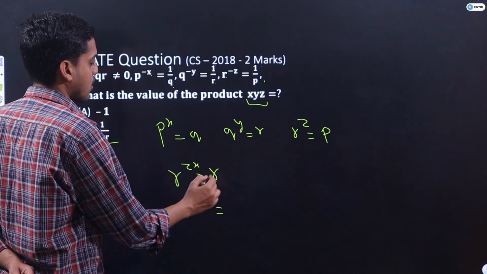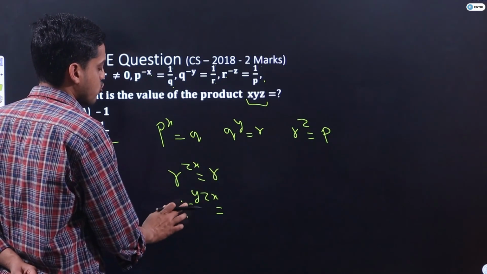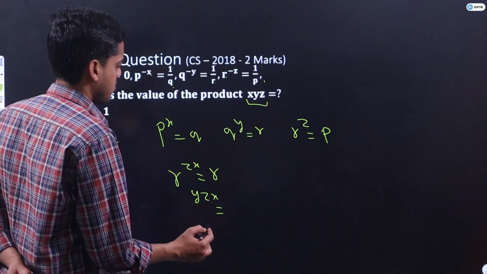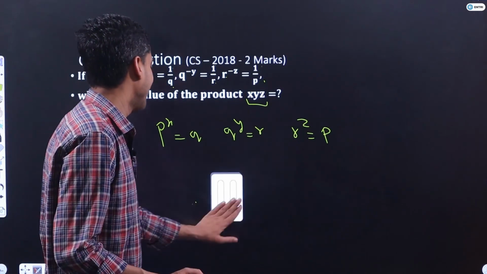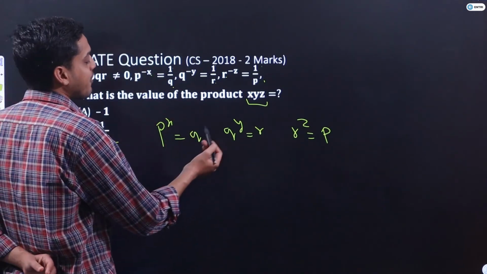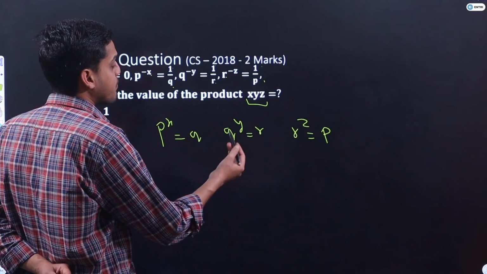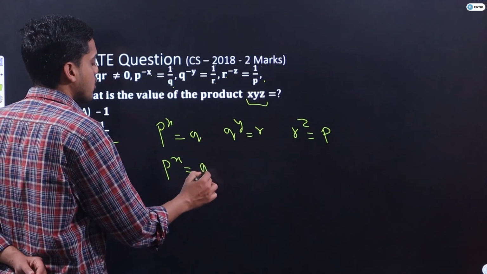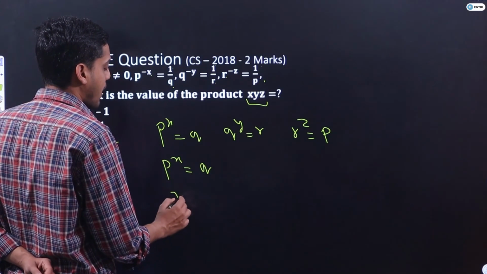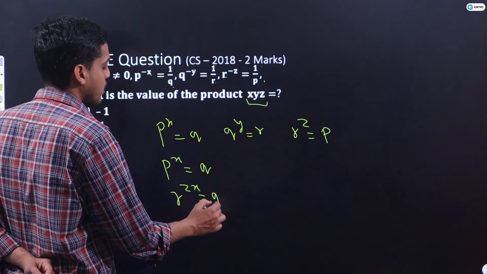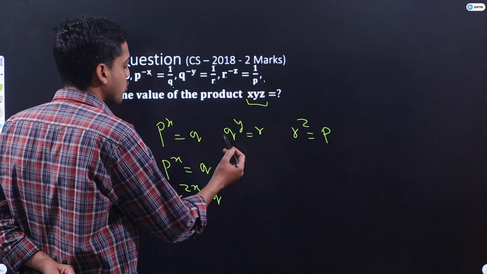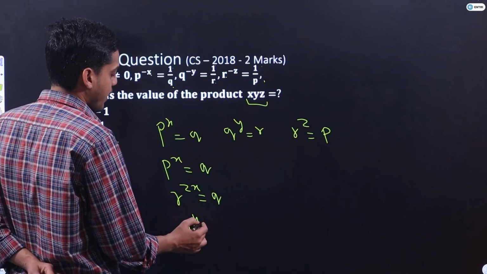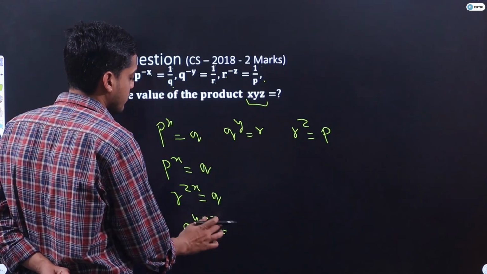If you place the value of r, r is q to the power y. Like p to the power x equal to q, q to the power y equal to r, and r to the power z equal to p. You can start with any number. If I place the value of q, it becomes r to the power zx equal to q. Now what is r? r is equal to q to the power y. So if I place q to the power y here, it will be q to the power yzx.